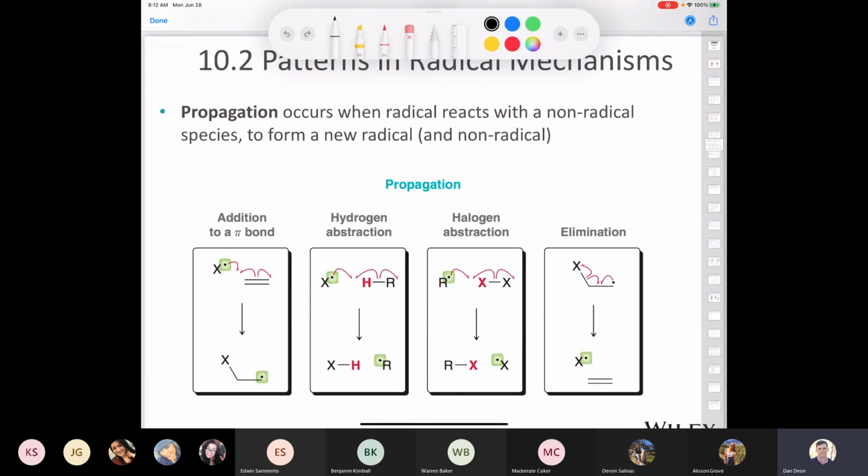So what are the types of propagation that we can have? There are 4 types. You can have the addition to a pi bond, which we saw already. That was the first mechanism that we looked at. You can have the elimination, that was the 6th one. I don't remember their order, but these two are the reverse of each other. And then we looked at the hydrogen abstraction and the halogen abstraction. What these 4 patterns have in common is that in every single one of them, you start with a radical and you end with a radical.